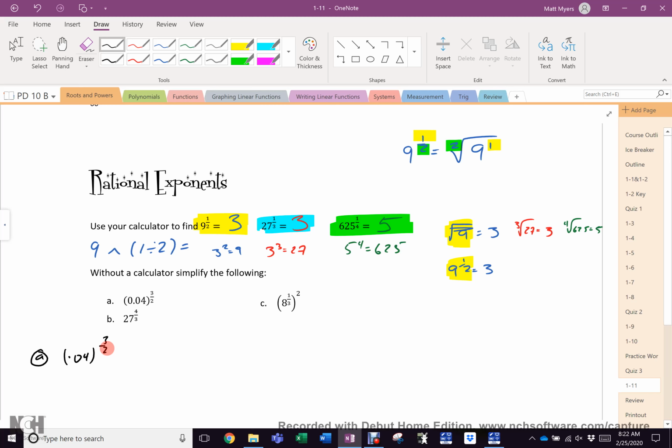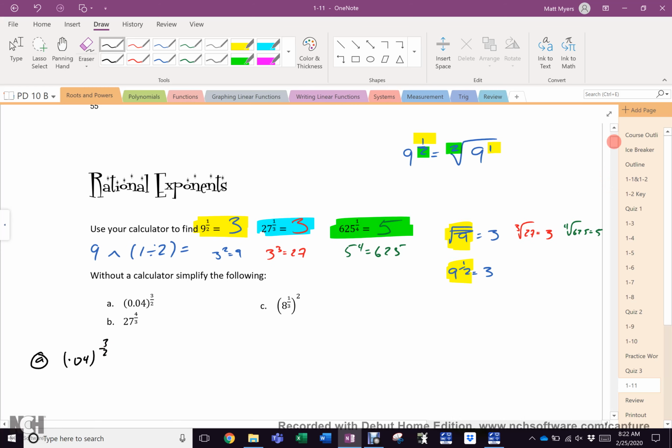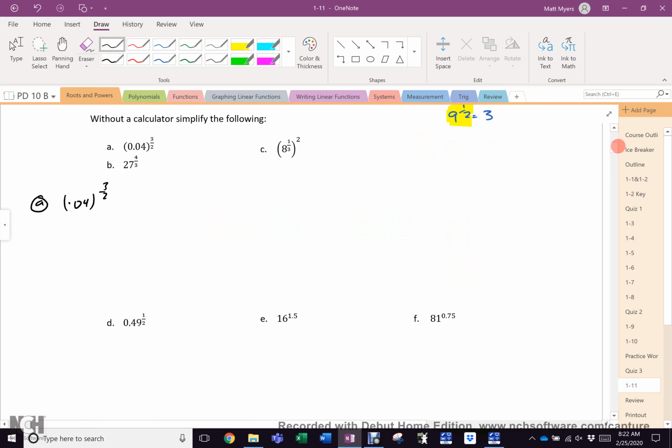Yes, but same thing. How would you write that out? 0.04 squared, easy. 0.04 times 0.04, right? So, knowing what is actually happening, in this case, isn't very helpful. But we do know that that becomes the index. The base becomes the radicand, 0.04, and the power, the numerator becomes the power.